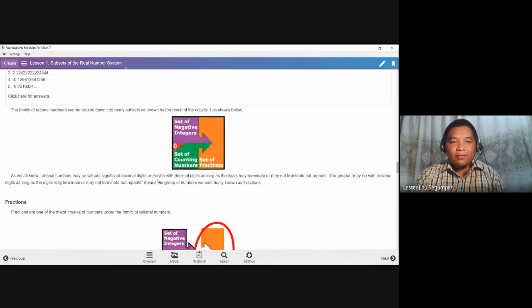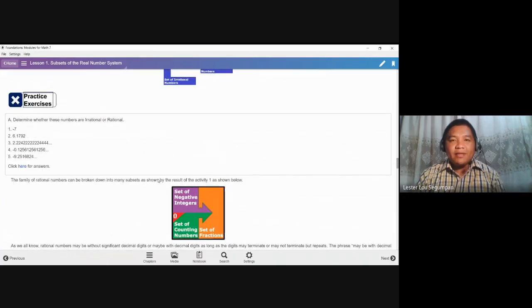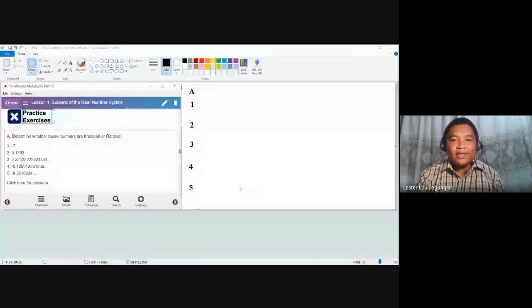So we will talk about practice exercise A, determining whether these numbers here are considered to be rational or irrational numbers. For this, let me share another screen, an already open Paint application software containing the practice exercises. We have five numbers in practice exercise A for lesson number one. Again, the concern is to determine whether these numbers are rational or irrational.